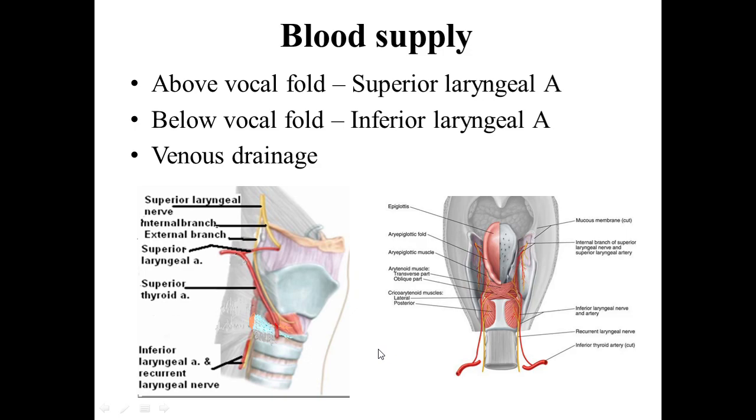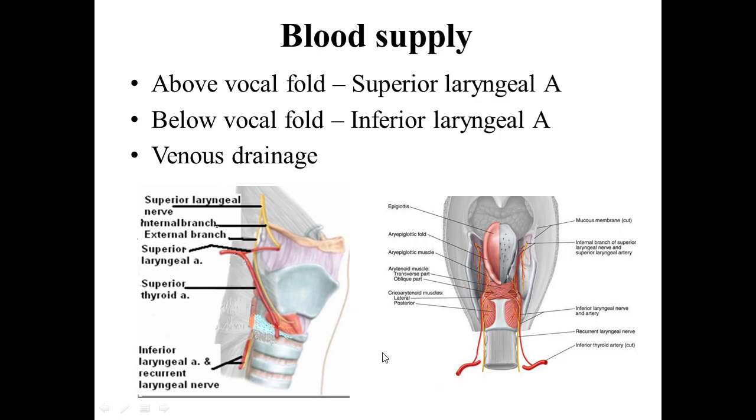Now what is the blood supply of the larynx? Now the larynx is supplied by the superior laryngeal artery above the level of the vocal fold. And the superior laryngeal artery is a branch of the superior thyroid artery. This is the superior thyroid artery and it gives off the superior laryngeal artery which supplies the larynx above the level of the vocal fold, while below the level of the vocal fold the larynx is supplied by the inferior laryngeal artery. This is the inferior laryngeal artery, which is a branch of the inferior thyroid artery.